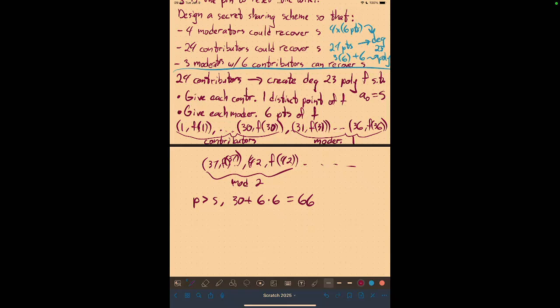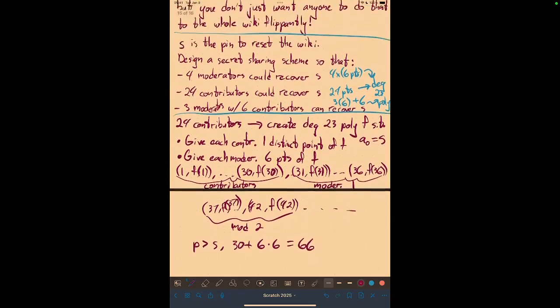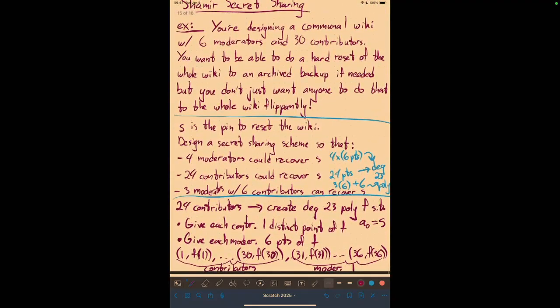Yeah? If there are 24 contributors, why do we have 30 points? Why are there 6 extra points for the... Right, so we're just defining what the threshold is. This is just how many people are working on the wiki. There's 6 moderators and 30 contributors. And the design problem is, if we have 24 contributors agreeing we need to do a hard reset, that's enough of the 30 contributors that we cross the threshold and are able to.